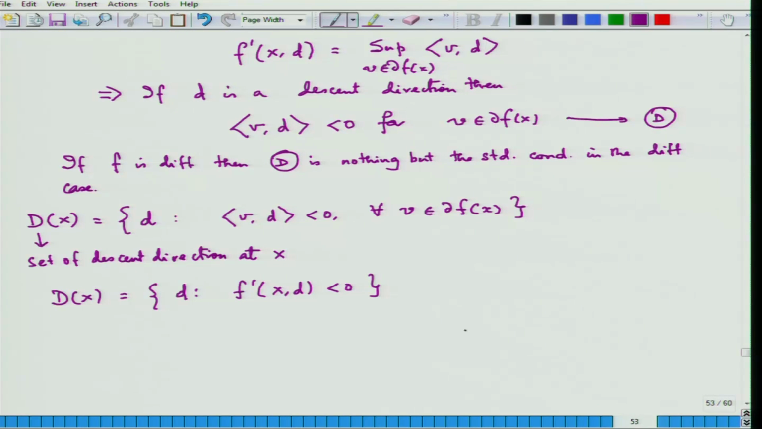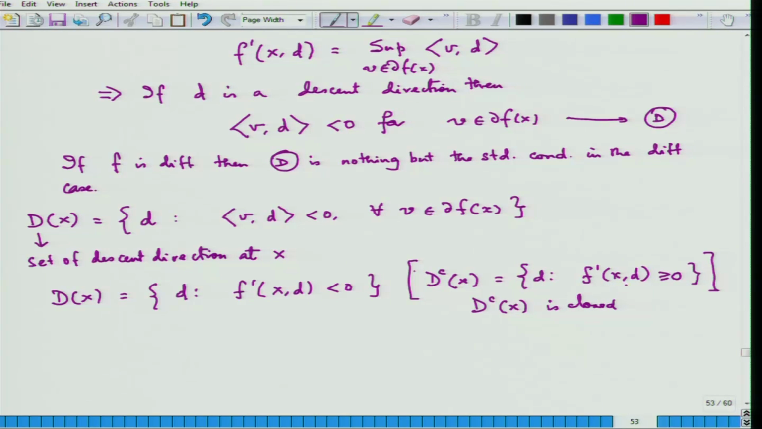Now, what does this tell me? What sort of a set is this? This is an open set, because this is a continuous function. If I take the complement of this set, for which this is not satisfied, that is closed, because this is a sublinear function in d, a convex function in d, the directional derivative which we have learnt earlier. So, this would imply the first property is that D of x is open.